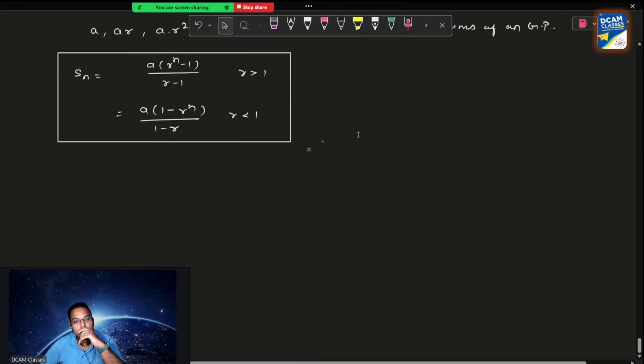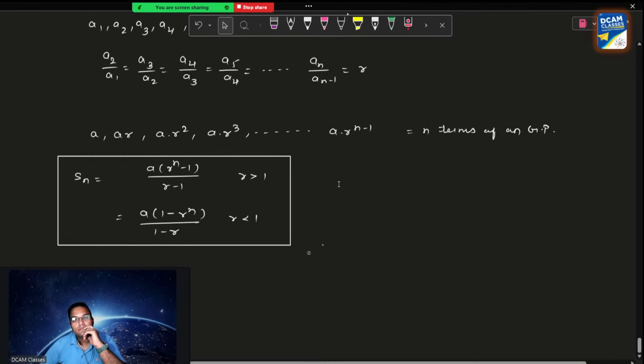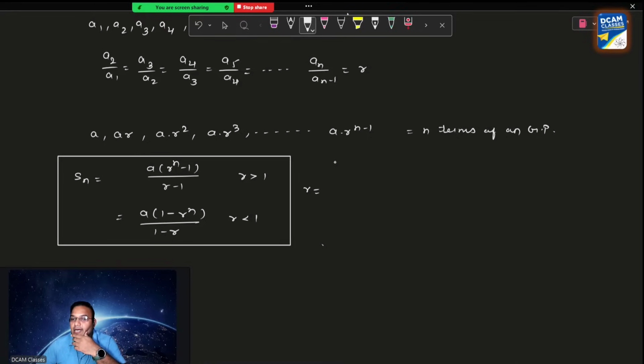Can r be equal to 1? Then the denominator will be 0. Actually, r equal to 1 is not possible, otherwise there won't be a series, because every term will be the same. Here you are correct, r cannot be equal to 1 because the denominator will become 0.